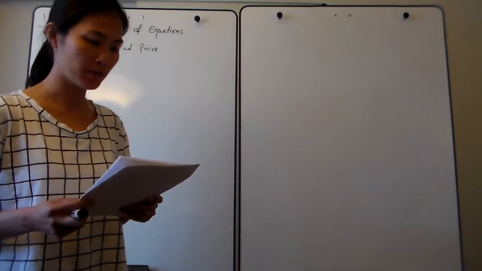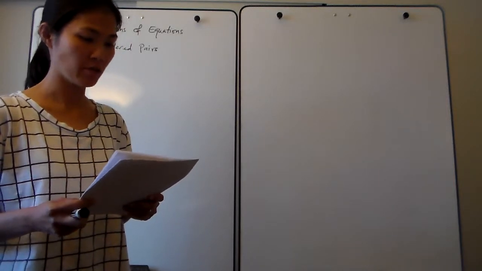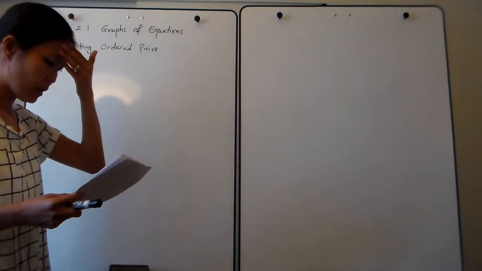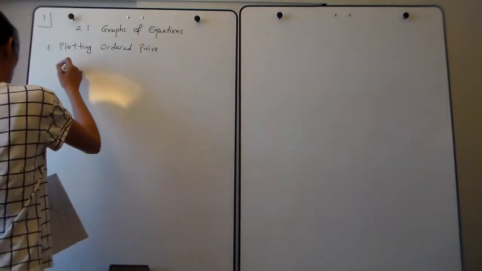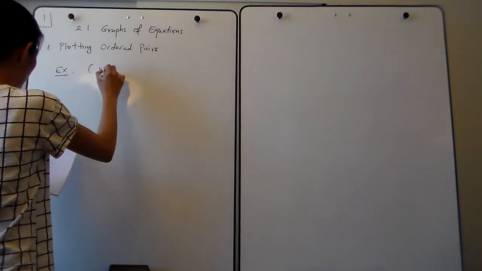Graph linear equations using tables. Graph nonlinear equations using tables. So we'll start with number 1, plotting ordered pairs. So in ordered pairs, an example of an ordered pair is 1, 2.